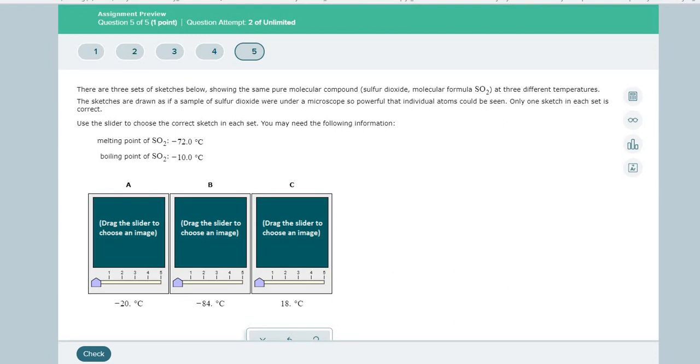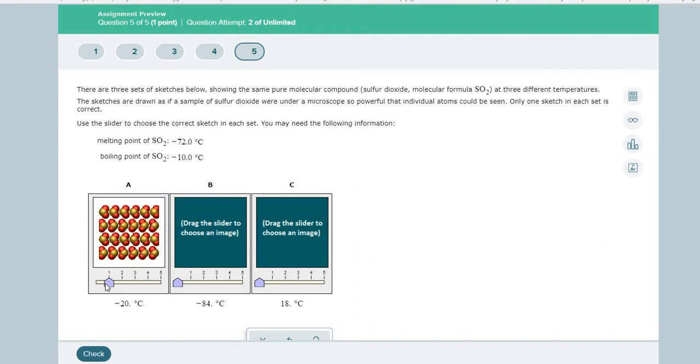And so let's look at this. The first one, minus 20 degrees C. So this one is going to be in between minus 10 and minus 72. It's going to be a liquid. And so what are the properties of a liquid? Well, we know that a liquid can be disorganized. We know that the molecules are touching each other. And we know that it's going to assume the shape of the container that it is in.